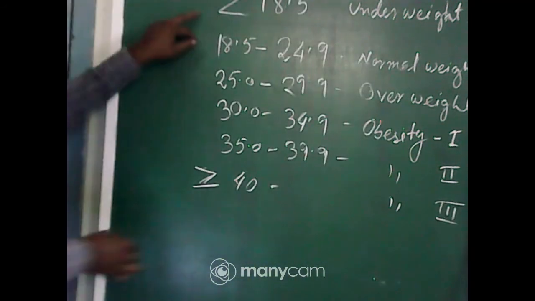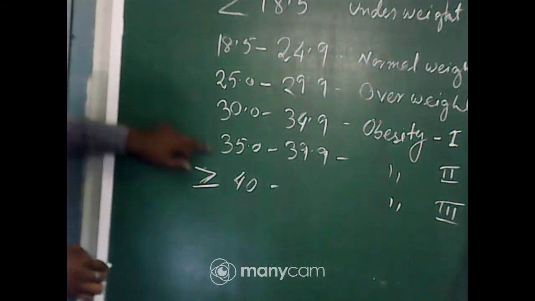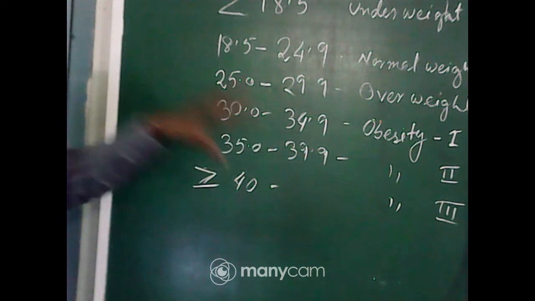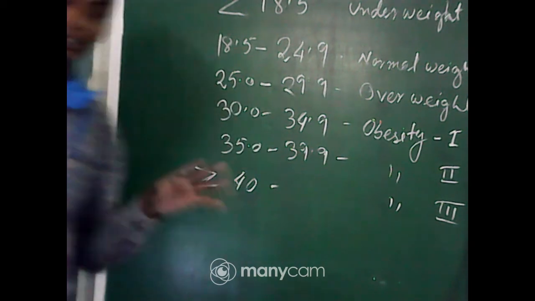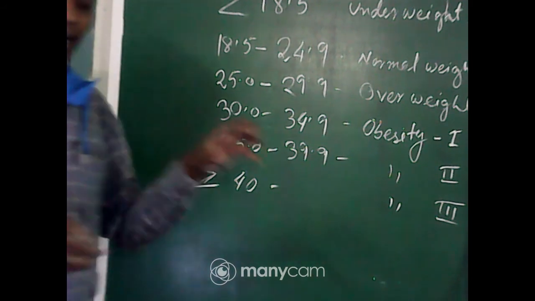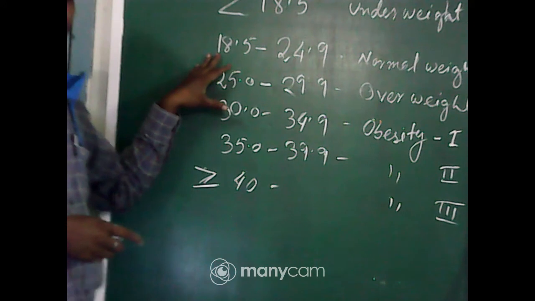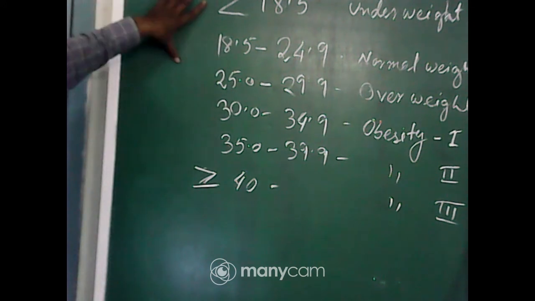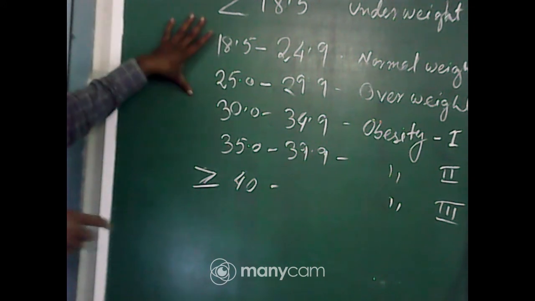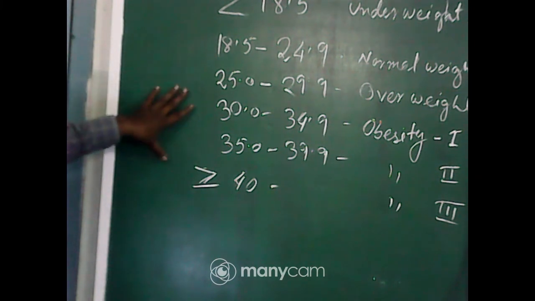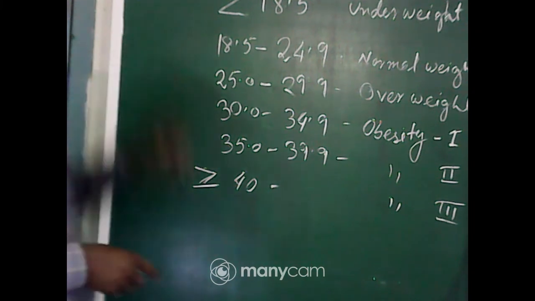Now we get 6 categories, 1 2 3 4 5 6, according to the data, or according to the analysis of height and weight. When we get the result, then we decide from which category he or she belongs. These are the categories. It's called BMI categories.